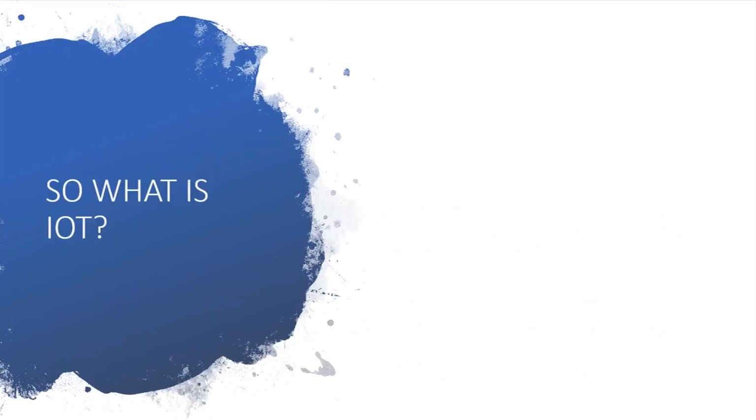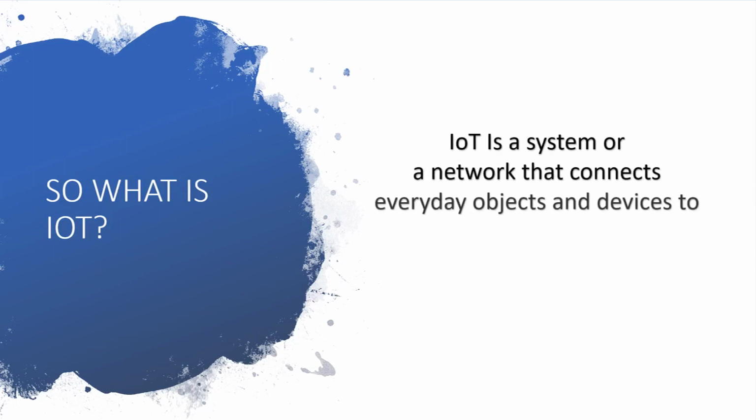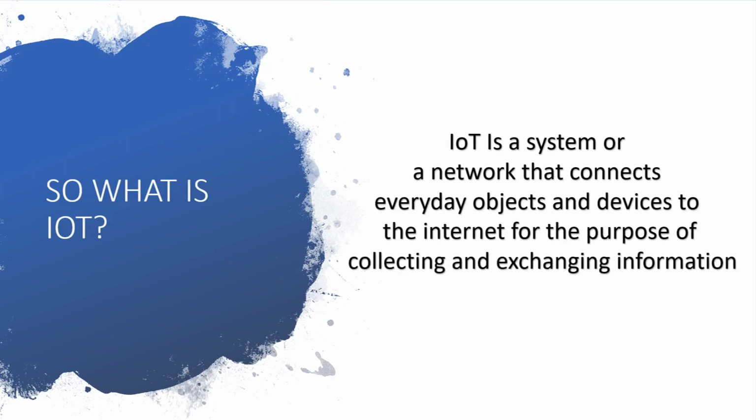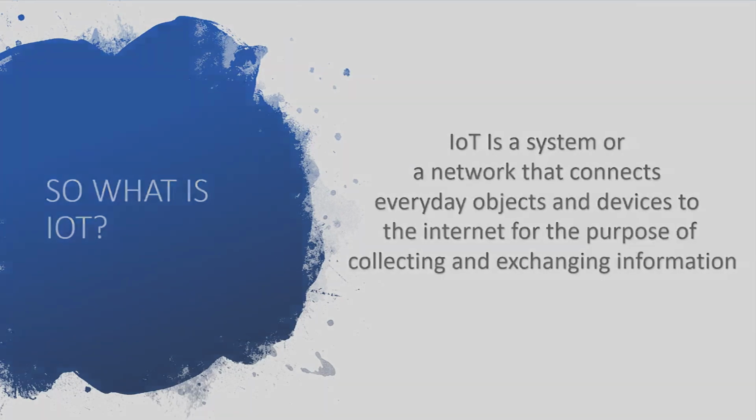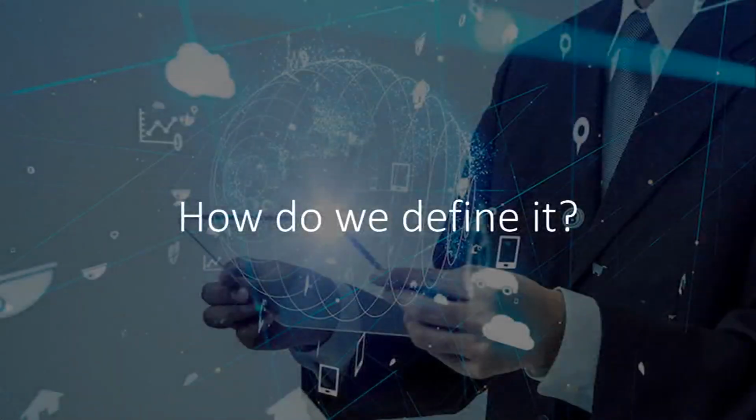So what is IoT? By definition, IoT is basically a system or a network that connects everyday objects and devices to the internet for the purpose of collecting and exchanging information. How do we define it?